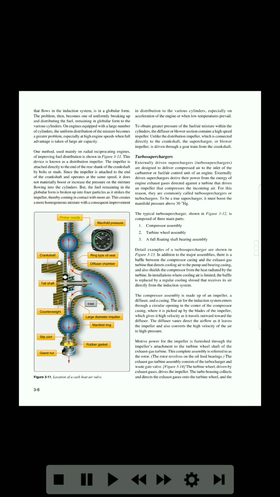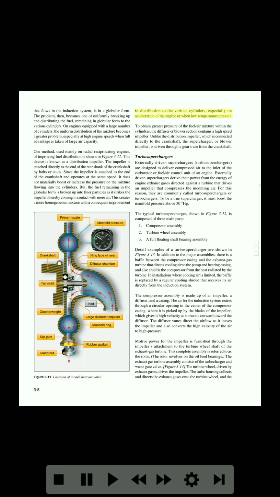Primer nozzle. Manifold pressure. 30, 35, 20. Manifold press. 25, 40, 15. In HG 45, 10, 50. Crankshaft. Ring type oil seal. Diffuser chamber. Tail shaft. Inlet. Counterweight. Large diameter impeller. Manifold ring. Slip joint. Rubber gasket. Gland nut. Figure 3-11. Location of a carb heat air valve.